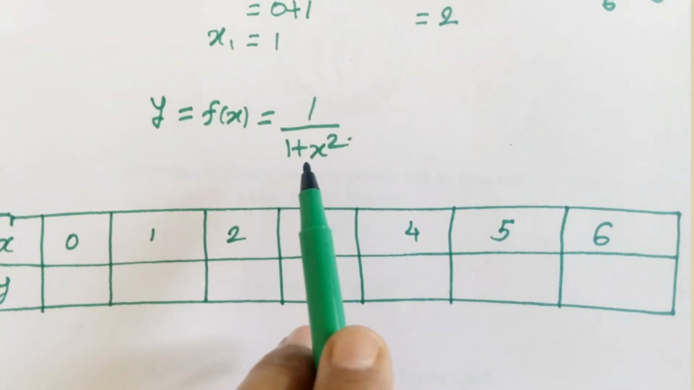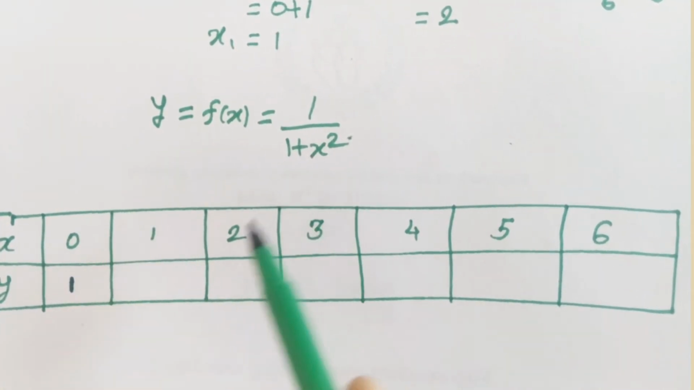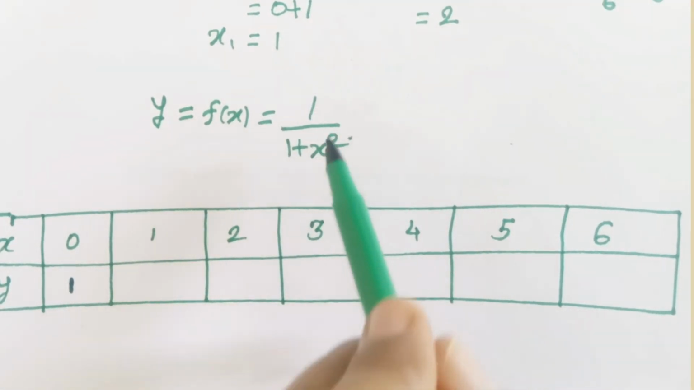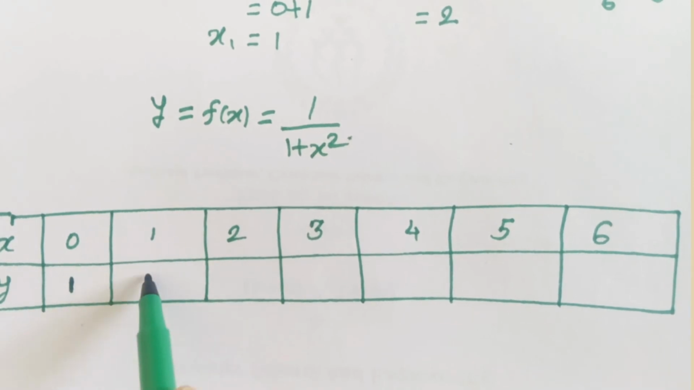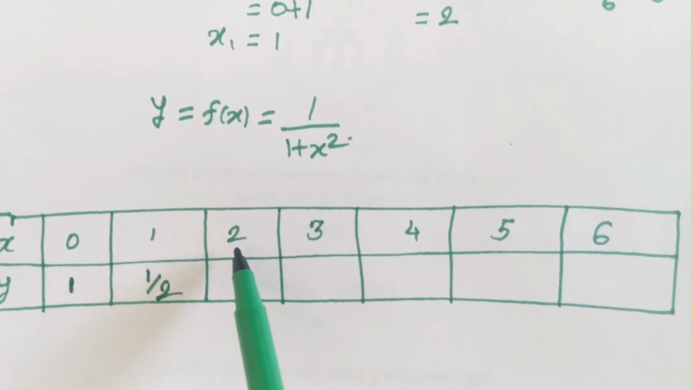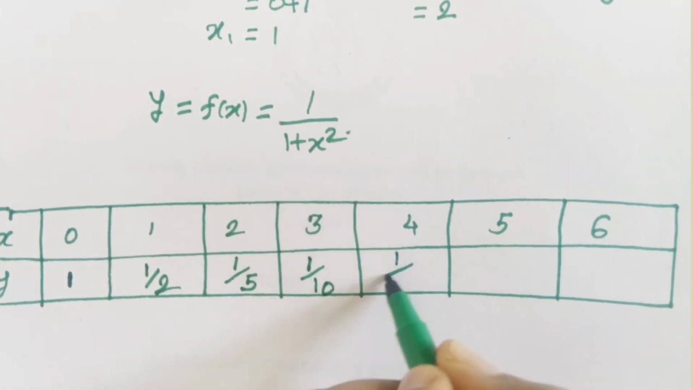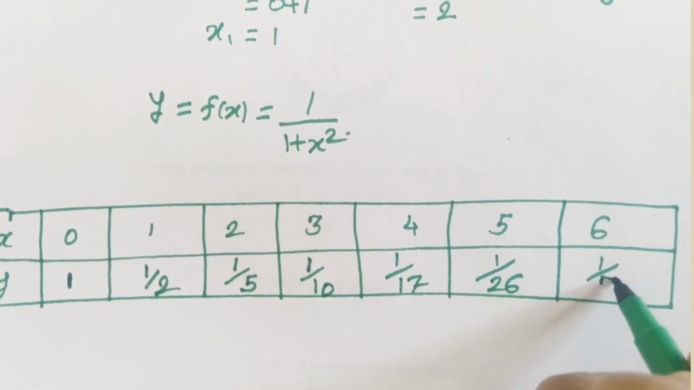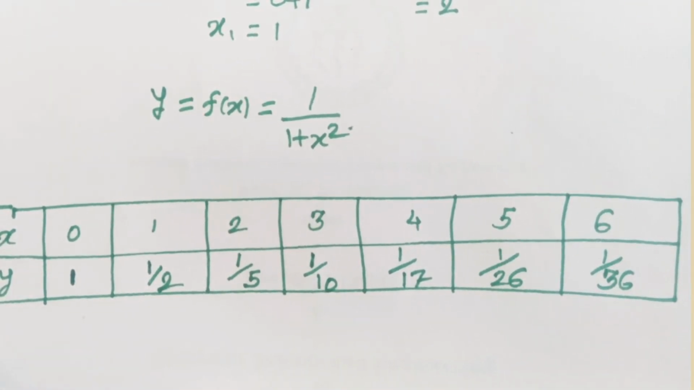Now find the corresponding values of y. Here put x equals 0, then we get y equals 1. Similarly x equals 1, put this value in this function, then we get 1 upon 2. So here the corresponding value of y is 1 by 2. Similarly put x equals 2, then we get 1 upon 5. And we have to solve this example.